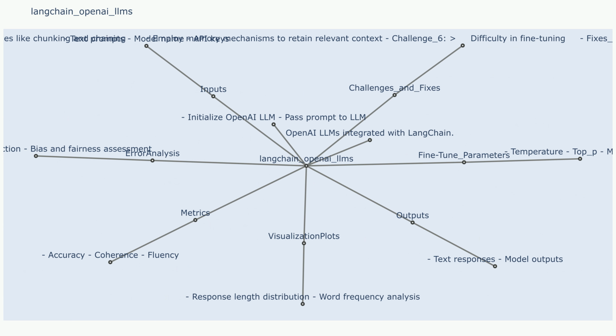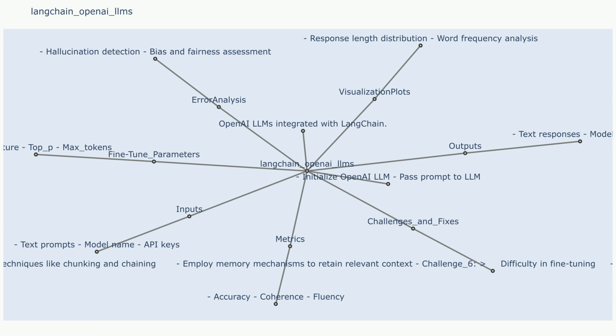Metrics. Response quality: assess the accuracy, relevance, and coherence of the LLM's generated response based on your expectations. Model performance: monitor metrics such as response time, resource consumption, and the overall efficiency of the LLM. Visualization plots. Response length distribution: visualize the distribution of response lengths generated by the LLM to understand the typical output size. Response time analysis: plot the response times for different prompts or model configurations to identify potential bottlenecks.